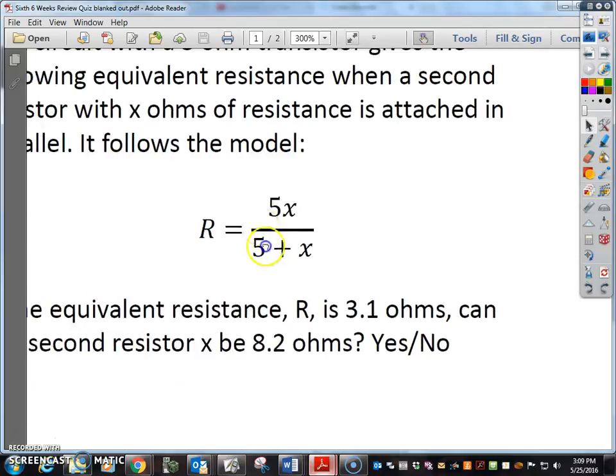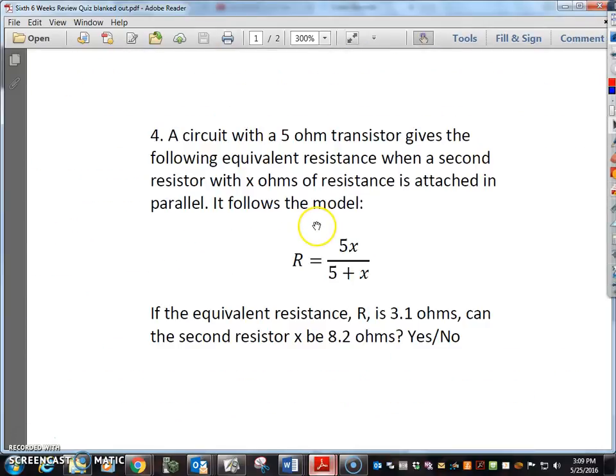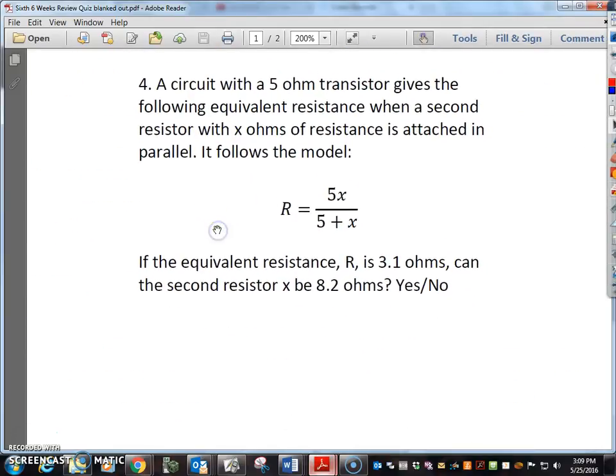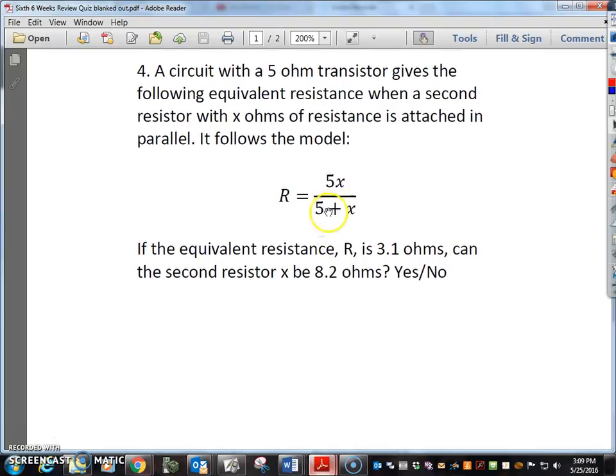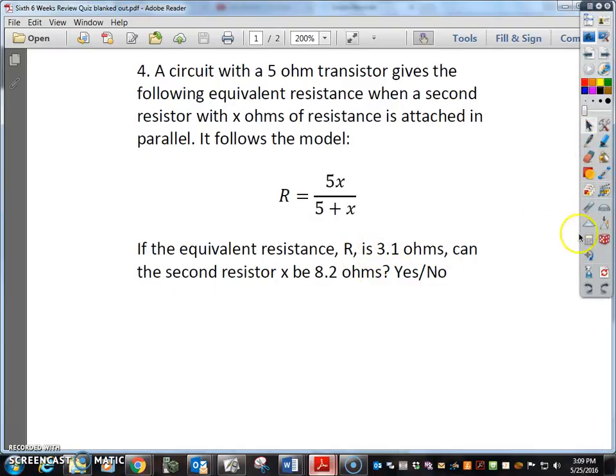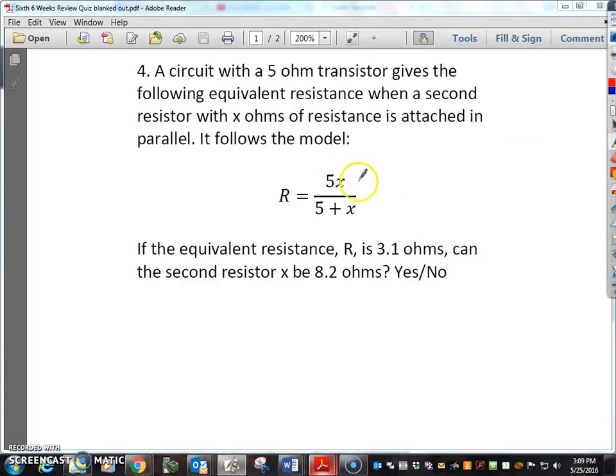Okay, let's go on to number 4. Number 4 says a circuit with a 5 ohm resistor gives the following equivalent resistance when a second resistor with X ohms of resistance is attached in parallel. It follows the model R is equal to that. If the equivalent resistance R is 3.1 ohms, can the second resistor be 8.2 ohms? Yes or no? So this is just how a resistor is behaving.